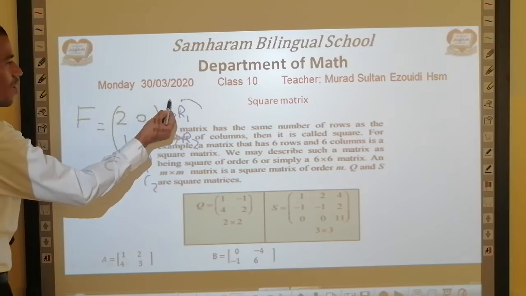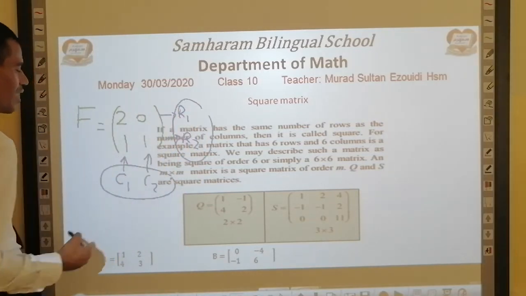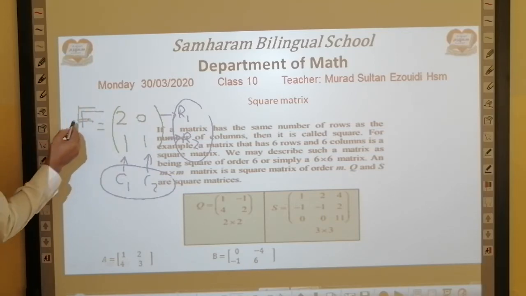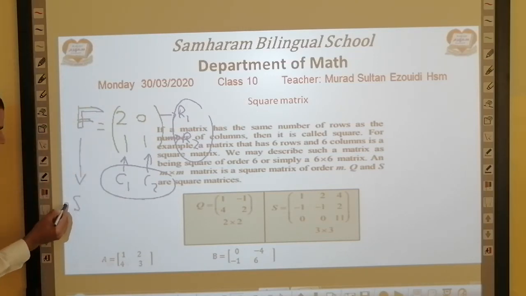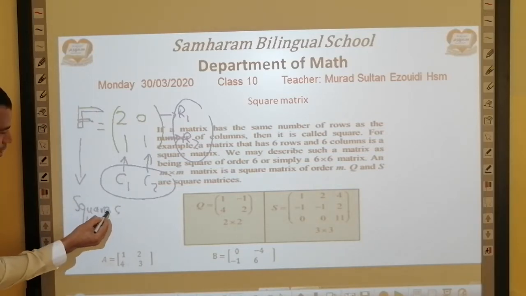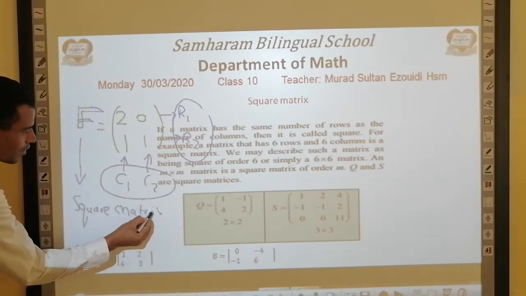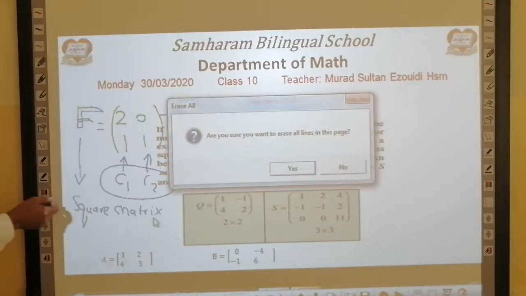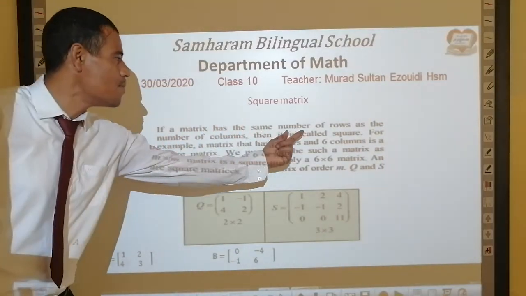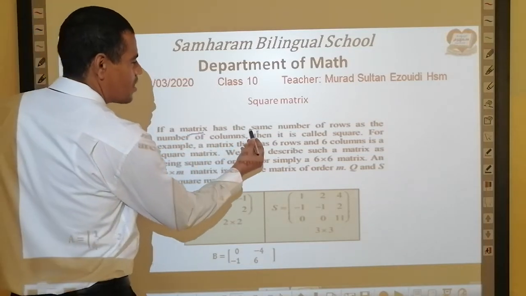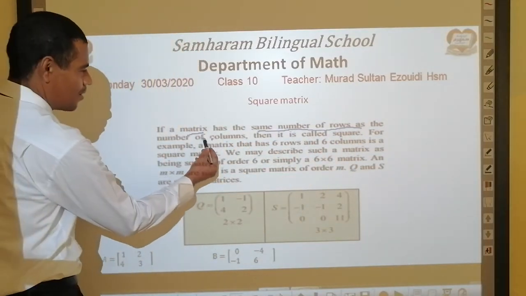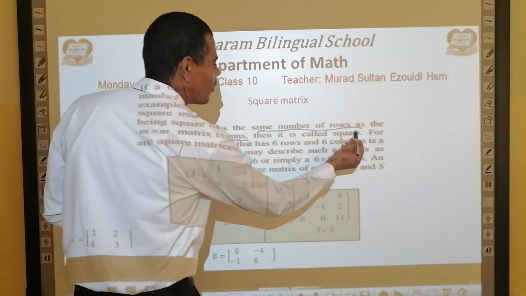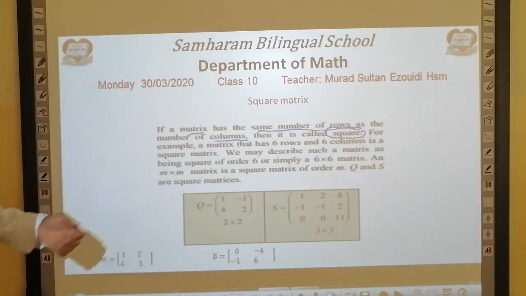So, as the number of rows is equal to the number of columns, F is called what? It is called a square matrix. Why? Because the number of columns is equal to the number of rows. Okay, clear all? We continue. If a matrix has the same number of rows as the number of columns, then it's called a square matrix.